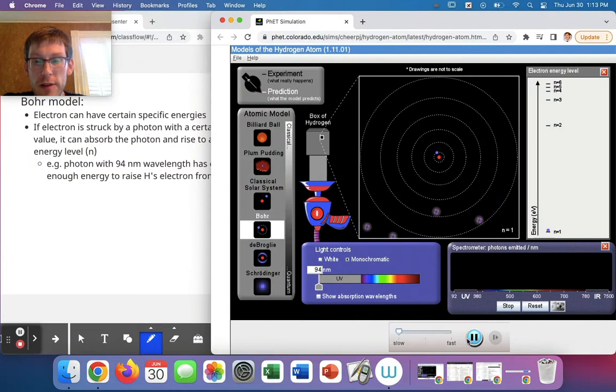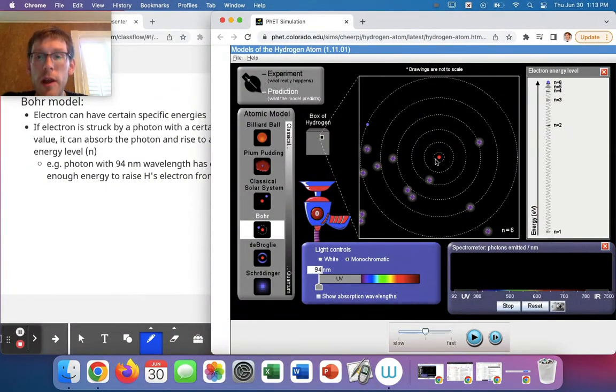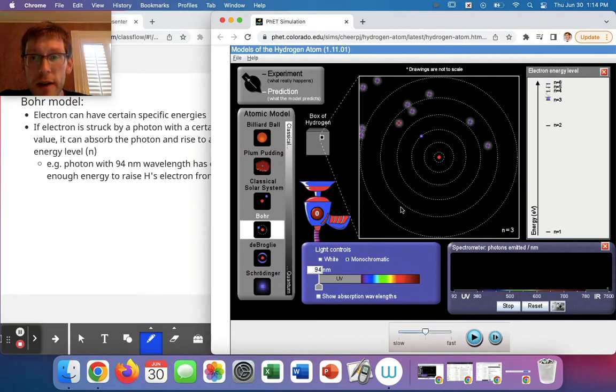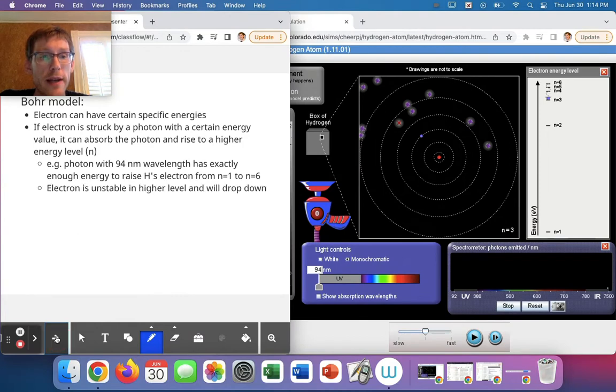I'll make it a little faster. There we go. And okay, I'm going to turn off the light now just so it's not clouding our vision here. But one of those photons hit the electron when the electron was in the n equals 1 shell. And that caused the electron to raise up to the n equals 6 shell. So you can see it there, and okay, it dropped back down. The electron is going to be unstable in this higher energy level. There's room for it to drop back down, and what we just saw is that it did.